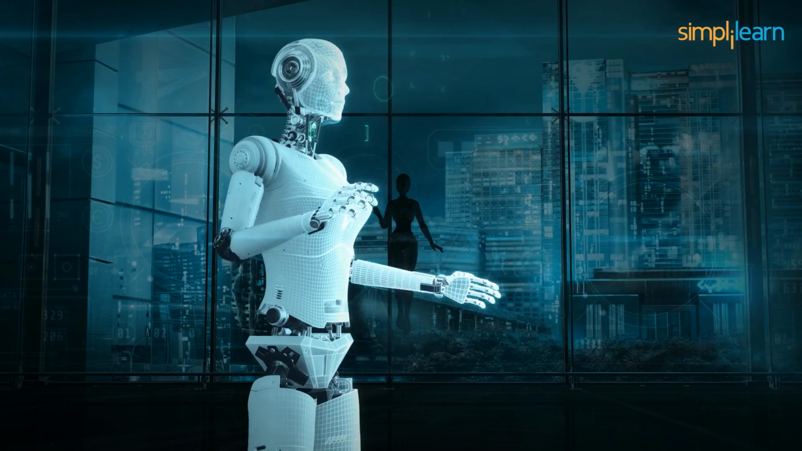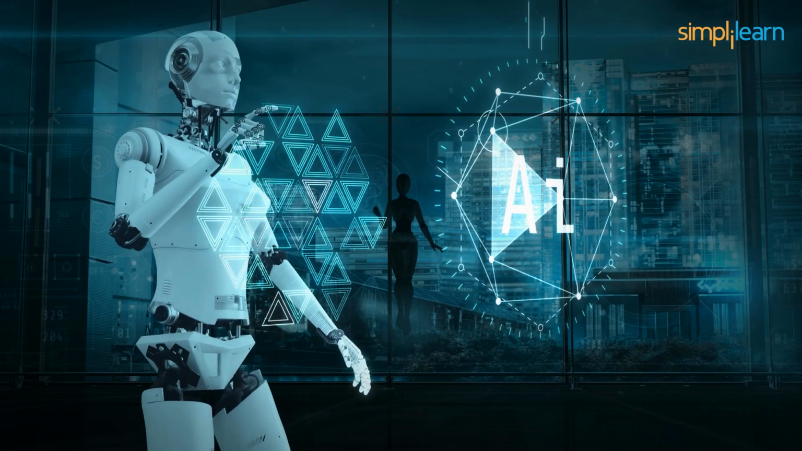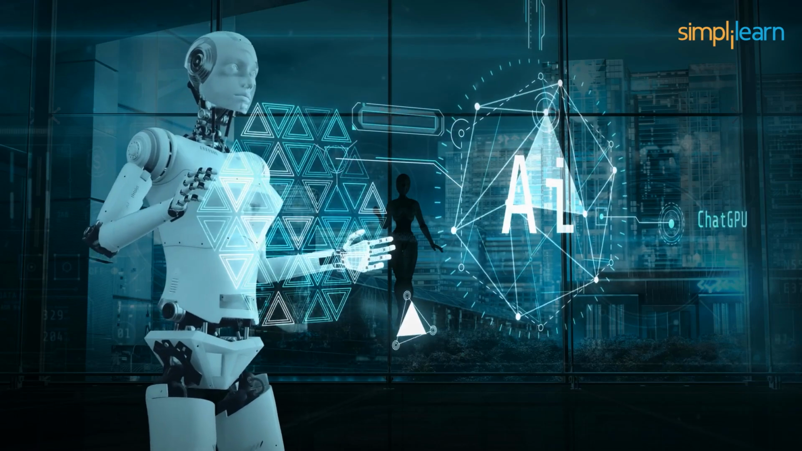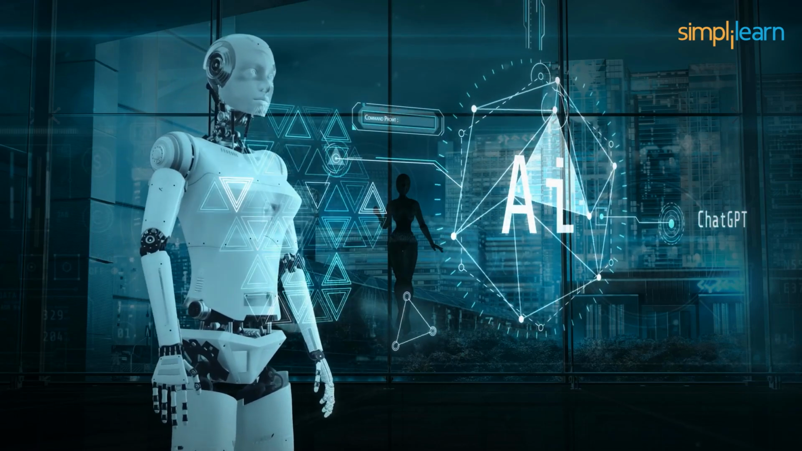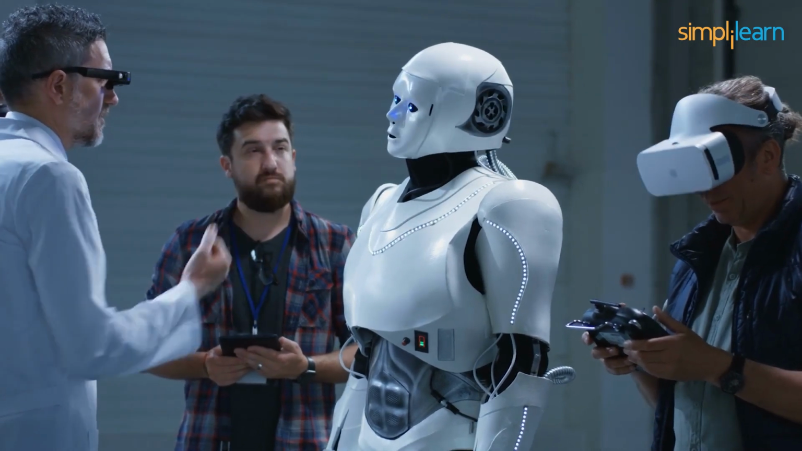So, first, let us define artificial intelligence. Artificial intelligence is a technique of turning a computer-based robot to work and act like humans. Now, let me list out important AI projects for you.